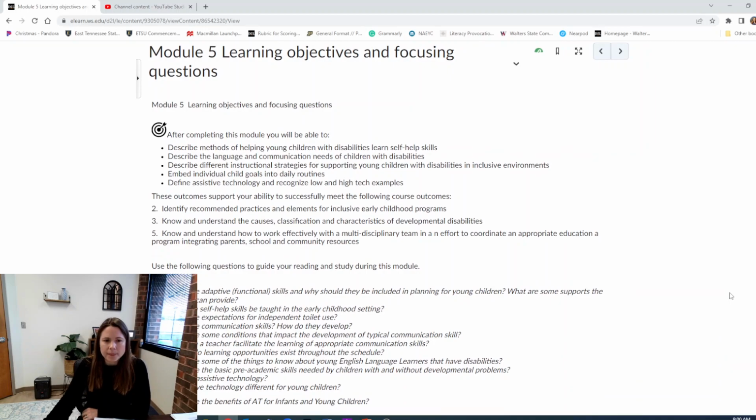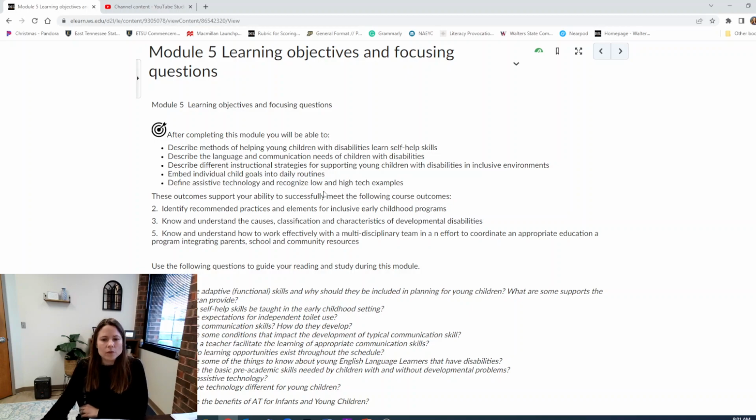For the first part, we're really going to look at how we help young children develop those self-help skills. We're going to have to look at the language and communication of students who have special needs. We're going to look at different instructional strategies, and how we can support them in inclusive environments. We're going to look at those goals, those daily routines that we have for children. We're also going to look at assistive technology that we may need to train ourselves a little further on, and show you examples of high-tech and low-tech assistive technology.